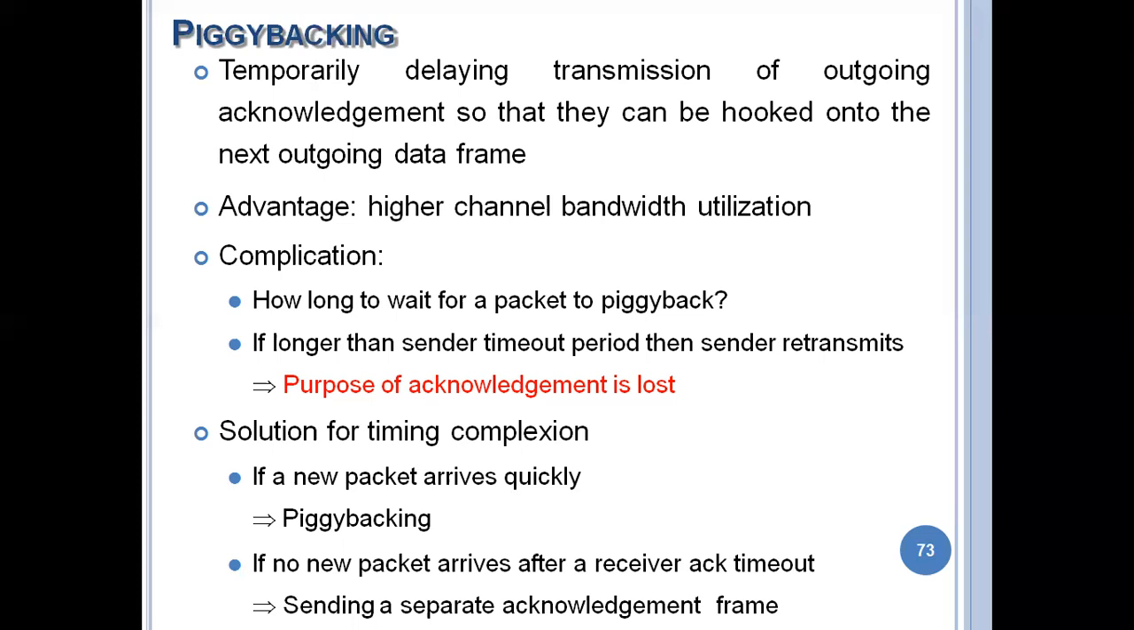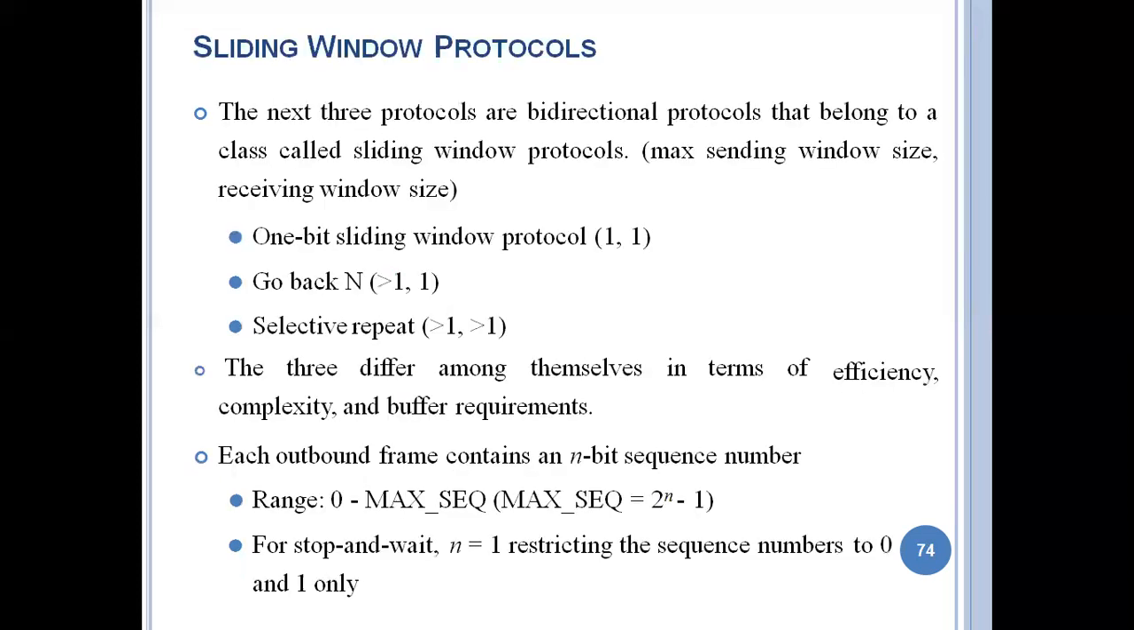Now, the solution for the timing complication. If a new packet arrives quickly, we use piggy banking. If a new packet arrives after the receiver's acknowledgement timeout, we send a separate acknowledgement frame. If you observe this diagram, you can easily identify this.